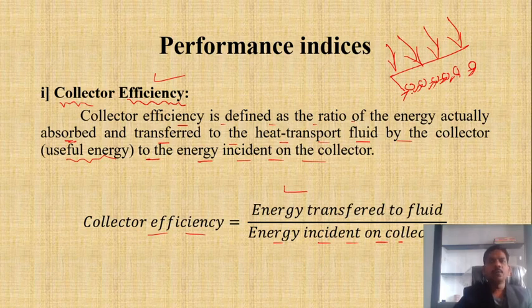Output upon input. Output क्या होगा बच्चों? हमारा जो फ्लूइड जा रहा वो टेम्परेचर इंक्रीज हो, और इनपुट क्या होगा हमारा? ये जो टेम्परेचर फ्लैट प्लेट कलेक्टर के ऊपर मतलब गेन कर रहा है, या फिर ये सोलर रेडिएशन जो ये हमारा इनपुट है. आउटपुट क्या है? फ्लूइड का टेम्परेचर राइज होना. इनपुट है सोलर रेडिएशन इंसिडेंट होना कलेक्टर पे. This is nothing but the collector efficiency, and a very IMP definition.